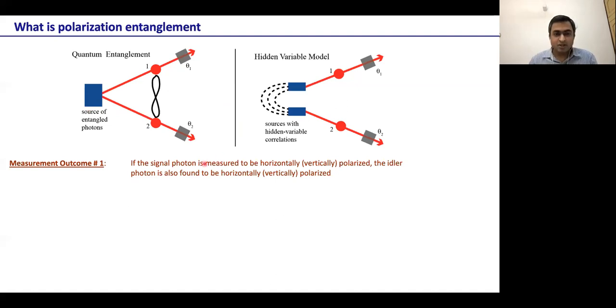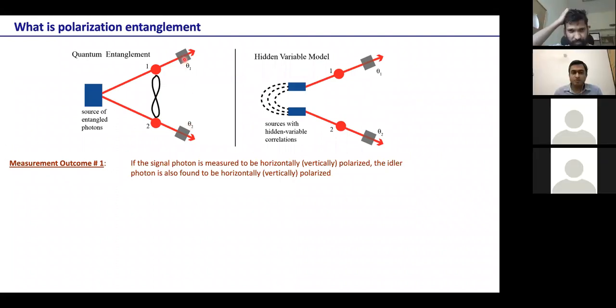Okay, so here is, let's say, one experiment. The experimenter finds with these photons, and here the measurement is made in the polarization basis. The experimenter finds that if the signal photon, the first photon I'm calling signal, the second one I'm calling idler, I can also call it just first photon or second photon, is measured to be horizontally polarized, we find that the other one is vertically polarized.